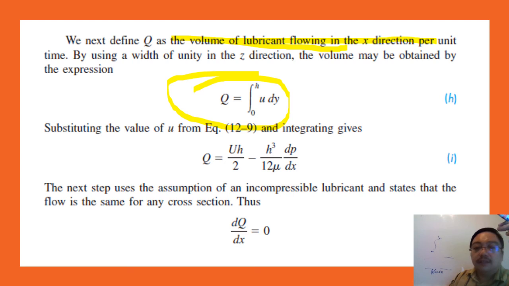Next step is the assumption of incompressible lubricant and stating that the flow is the same for any cross section. So when the journal is full of lubricant, no lubricant is flowing anymore. Assume that no lubricant is coming in and no lubricant is coming out.